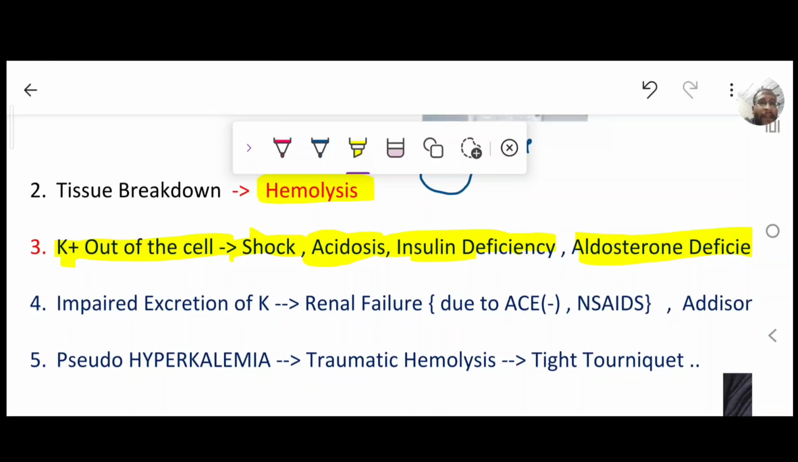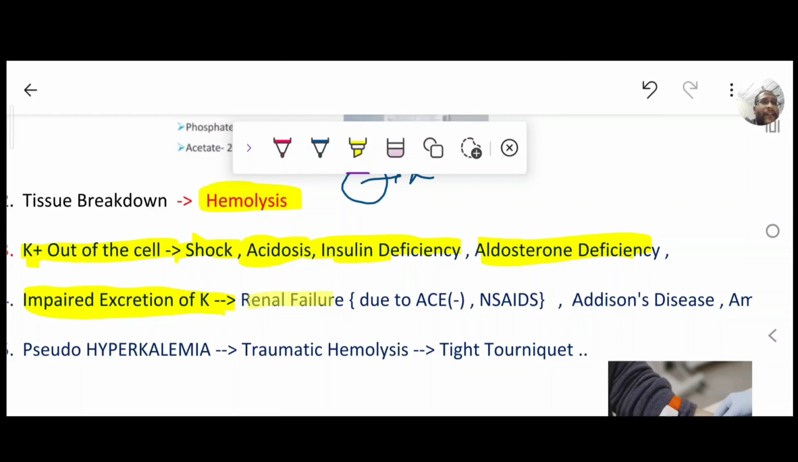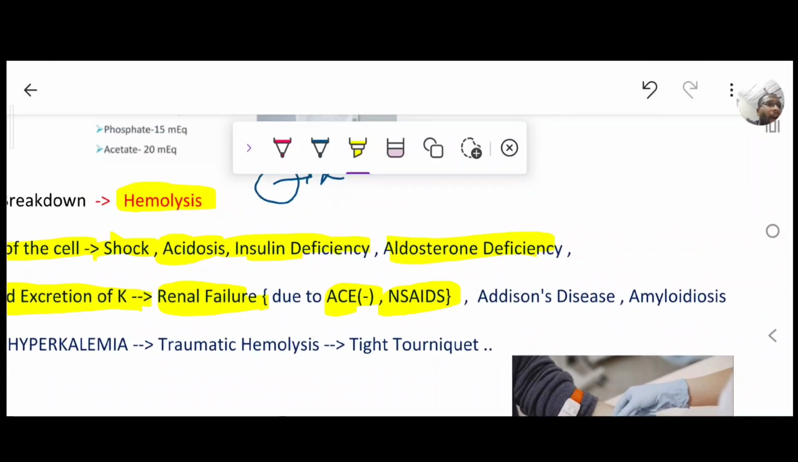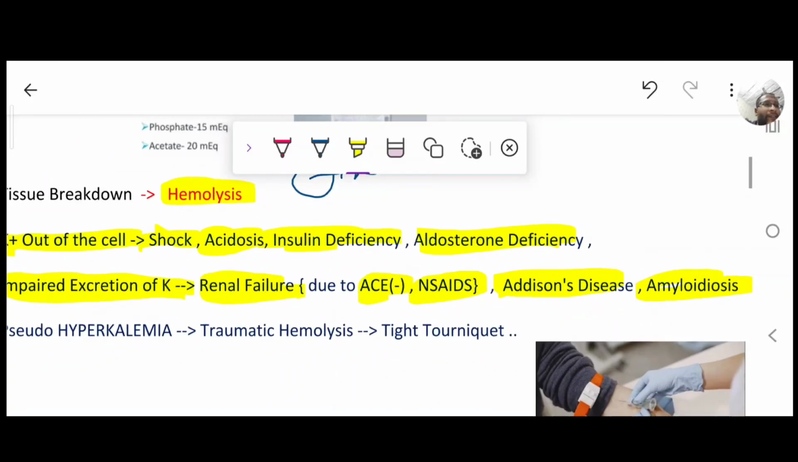Next, when there is an impaired excretion of potassium. So, what are the different conditions causing this? Like renal failure, which occurs when the patient is on ACE inhibitors and NSAIDs. Also, Addison's disease and amyloidosis cause impaired excretion of potassium.